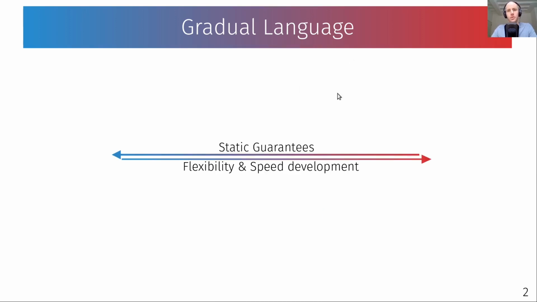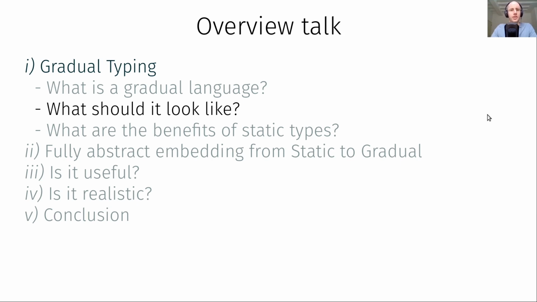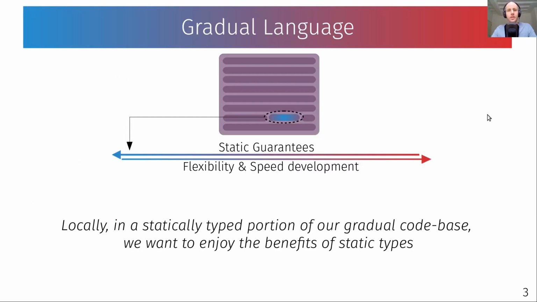But what's more, we want to have this continuous spectrum between the two. In some parts of the codebase, we might want to go more to the static side, and in other parts of the codebase, we might want to go more to the dynamic side. So what should a good gradual language look like? Well, there's lots of things to this question, but one of them should be that if you have a gradual codebase and you have some portion of it which is fully statically typed, then locally in that statically typed portion of your gradual codebase, you want, of course, to enjoy the benefits of static types.